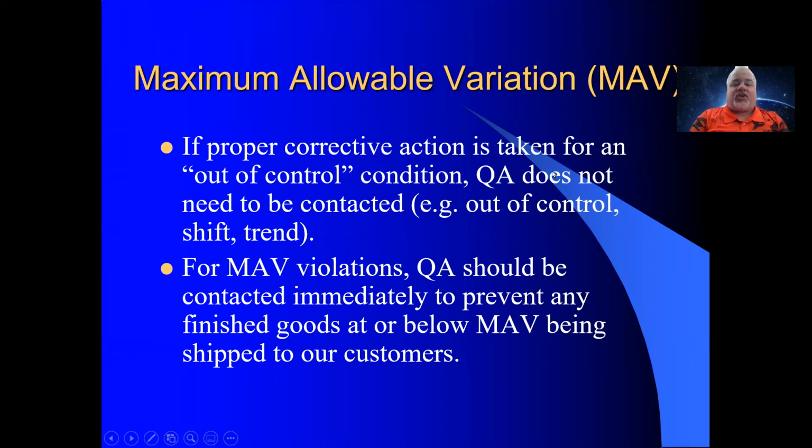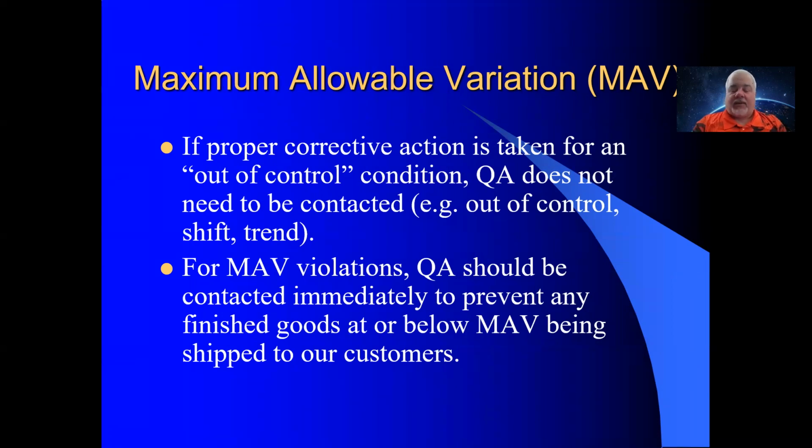If proper corrective action is taken for an out of control condition, for example an out of control shift or trend, quality assurance does not need to be contacted. For MAV violations, quality assurance should be contacted immediately to prevent any finished goods at or below MAV being shipped to our customers. So again, those are their rules.